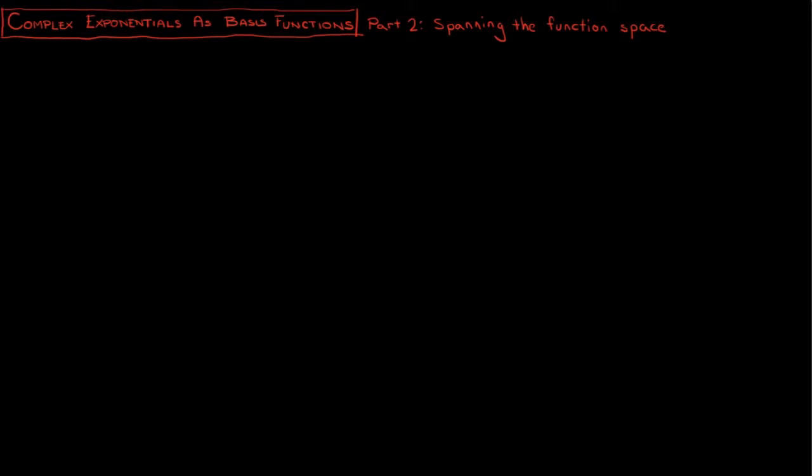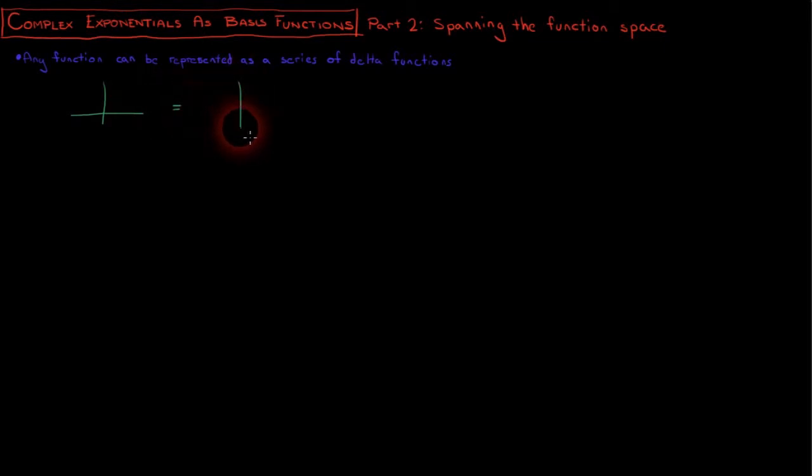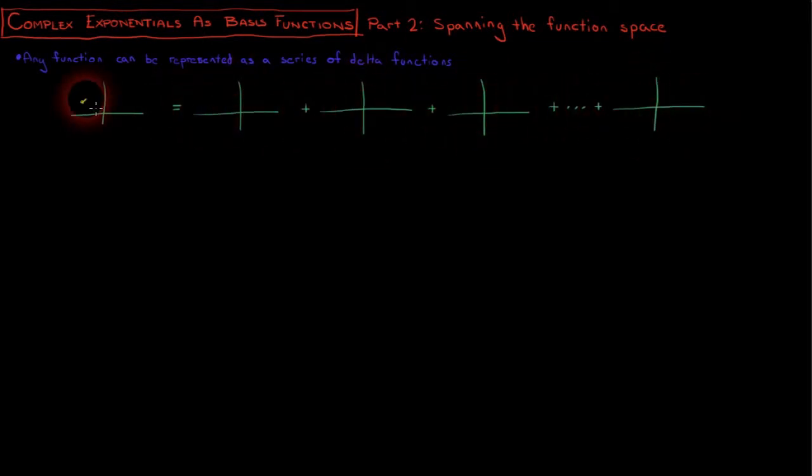Here we argue that the set of basis functions e to the j omega x can be combined linearly to span all functions. A rigorous proof would require considerably more linear algebra than we're covering, so I'm just going to explain why it makes sense to me. Any function can be represented as an ordered set of points. We're going to argue in the continuous case. The argument in the discrete case follows, but requires a deeper consideration of the cyclic nature of complex exponentials, which we haven't developed yet.